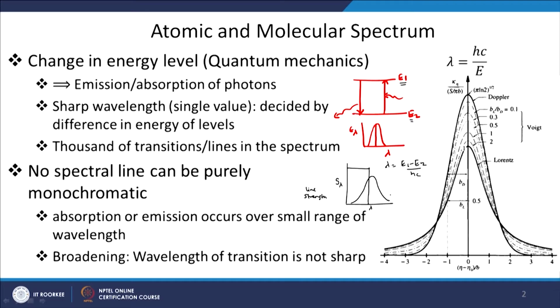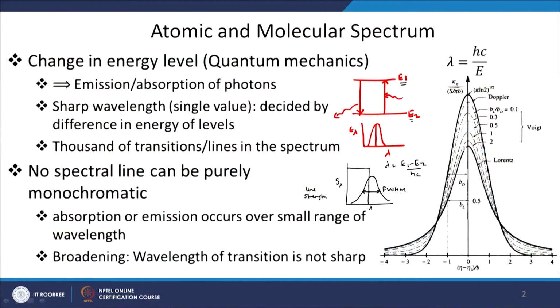So, a single transition from one electronic level to another will actually lead not to a single wavelength, but to a range of wavelengths. Just like we represent a Gaussian distribution by mean and standard deviation, we represent this line by what we call the full width at half maximum, that means the width of the line at half of the maximum value. It is also called the broadening width. We will discuss how this is formed.